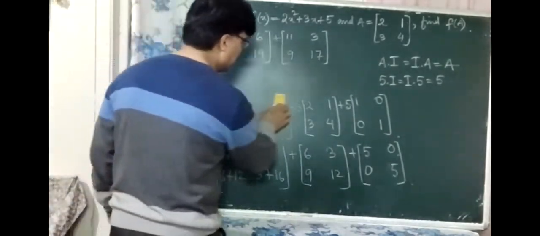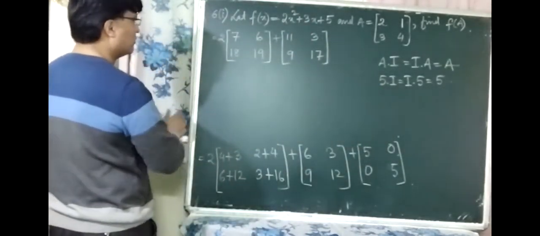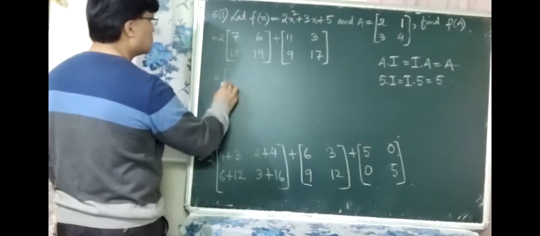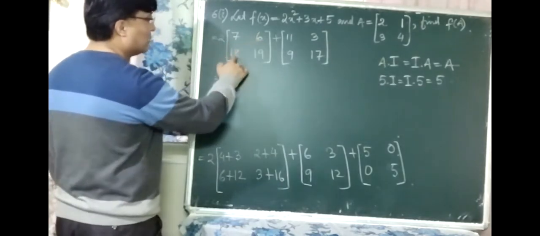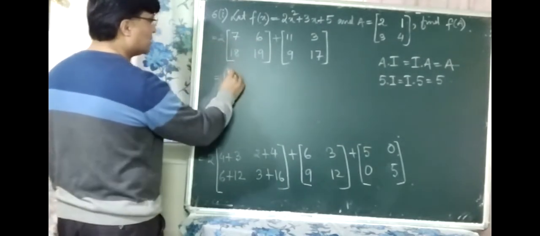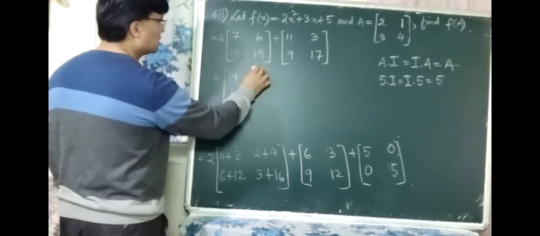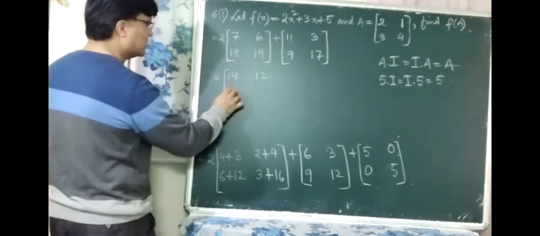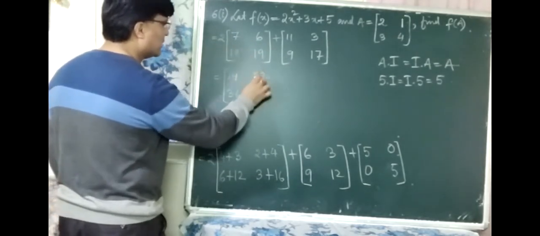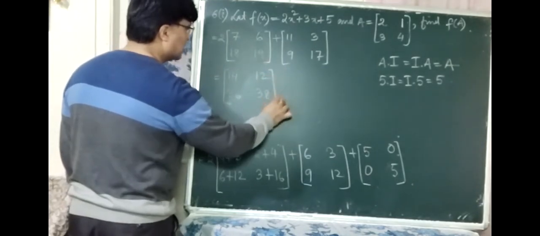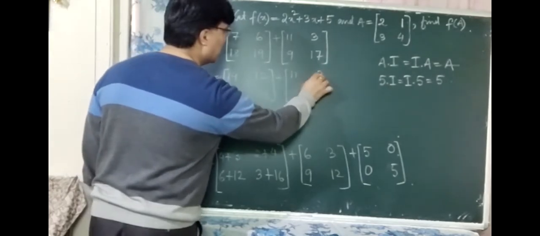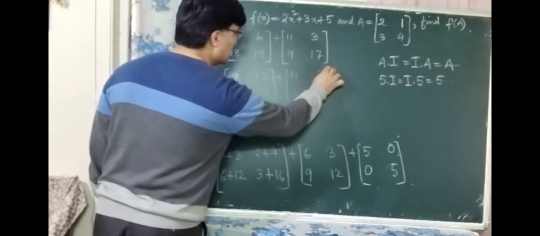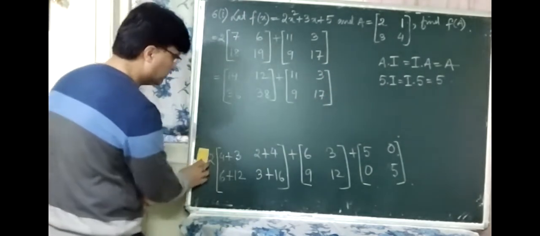So again, you can simplify it further now, which is equal to, now again 2 is the scalar multiplication of this matrix. You can multiply all these elements by these 2. 2 7s are what? 14, 2 6s are 12, 2 18s are 36, 2 19s are 38. Right? Plus, now this is 11, 3, 9, and this is your 17. Okay?